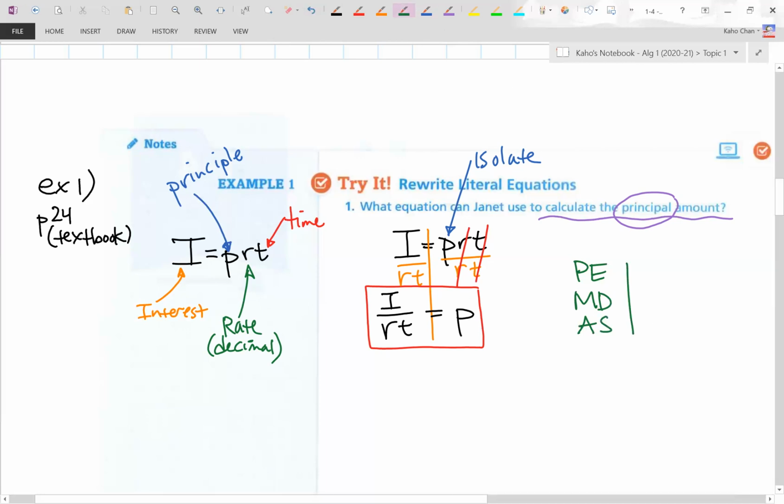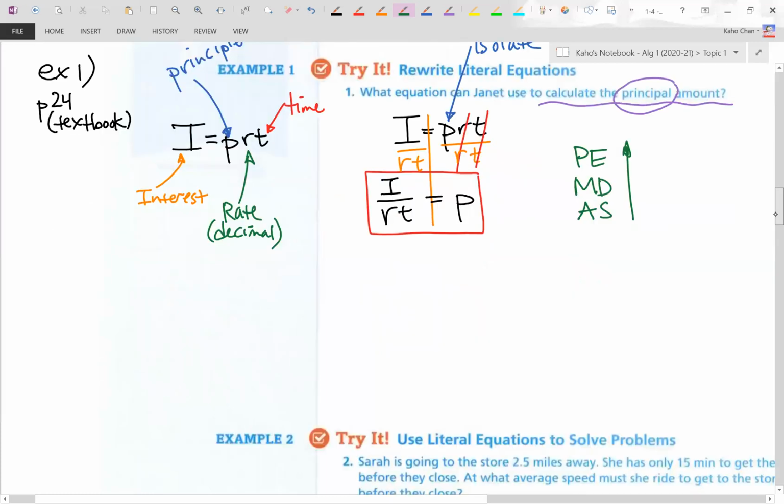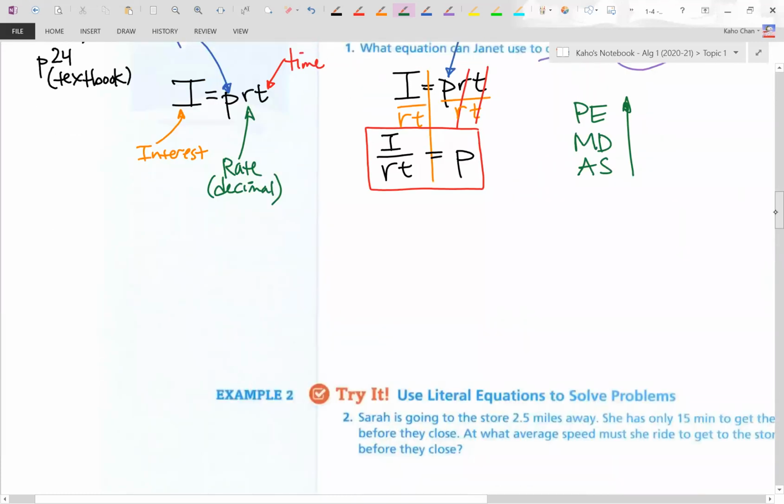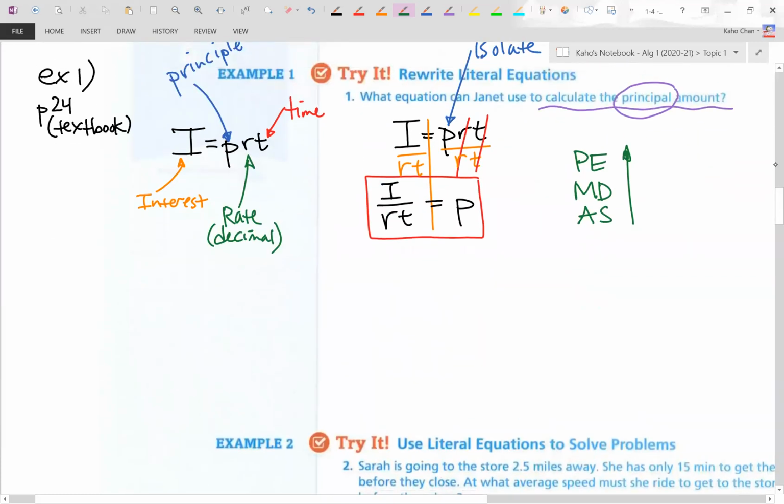In terms of basically solving for the variable P. Okay, that wasn't too bad. Any questions? Let's move on to the next example, example 2.